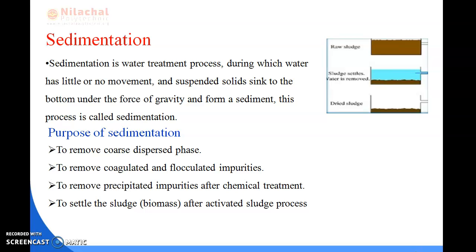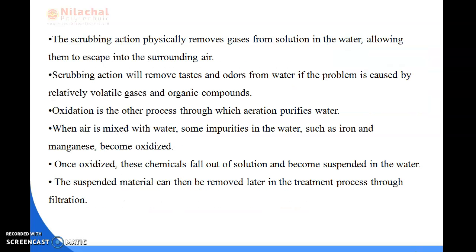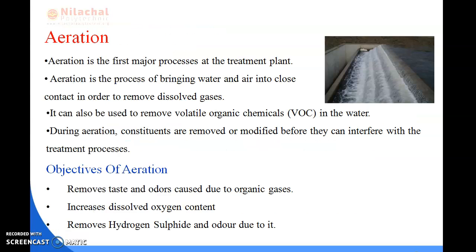In the previous slide we have already studied the flow diagram of the water treatment process, the treatment processes of the water. First we studied the aeration process. As all of us know, aeration is the first process of the water treatment plant. It is the process of providing oxygen to the water by mixing water and air with each other, and it is also used to remove dissolved gases. It can also be used to remove volatile organic chemicals in the water.